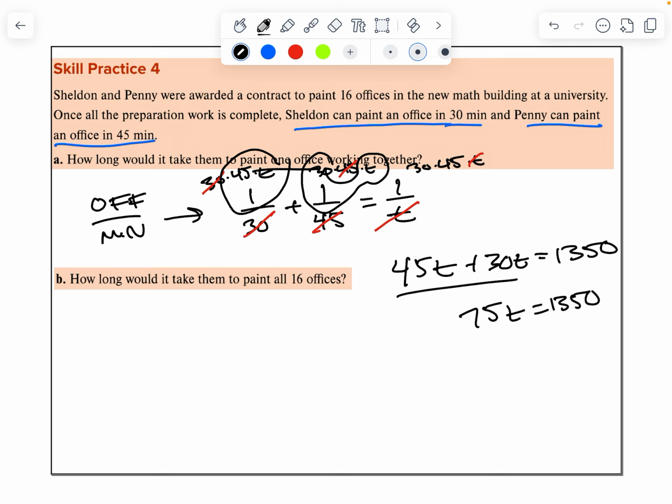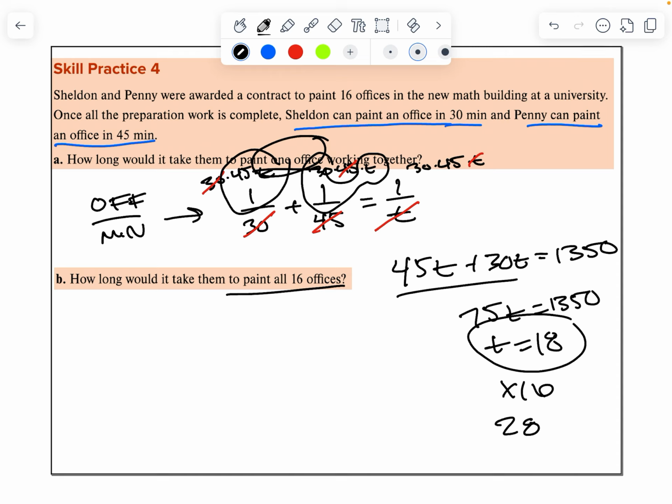Divide by 75, and you get t equals 18. That's how long it took them to paint one office. And if we want to find out how long it takes them to paint all 16 offices, all we have to do is multiply that by 16. And we get 288. 288 minutes to paint all 16 offices. 18 minutes to paint one, 288 to paint all 16.